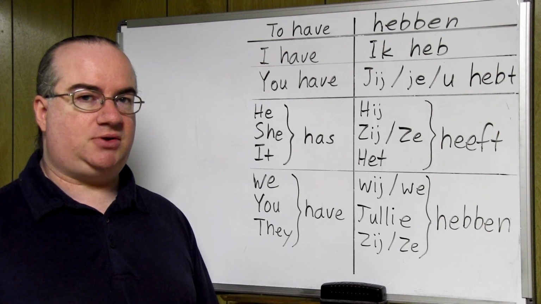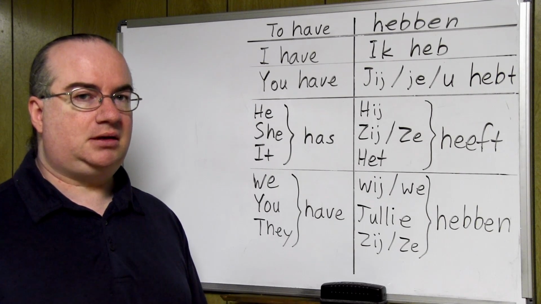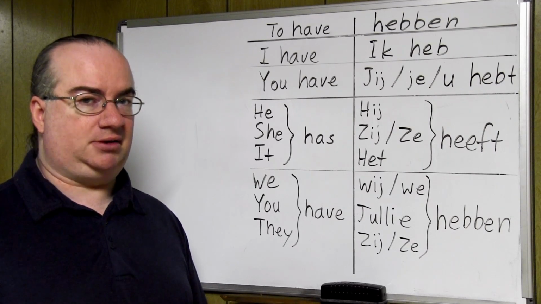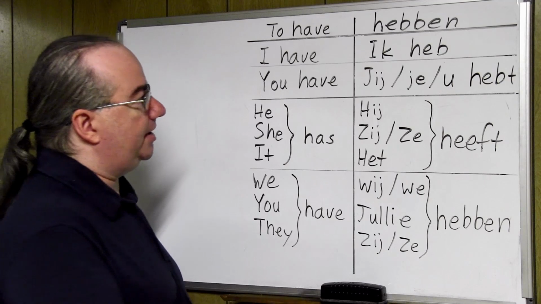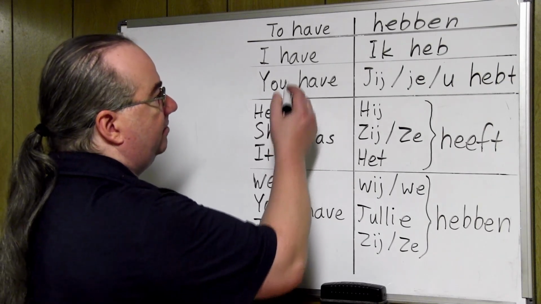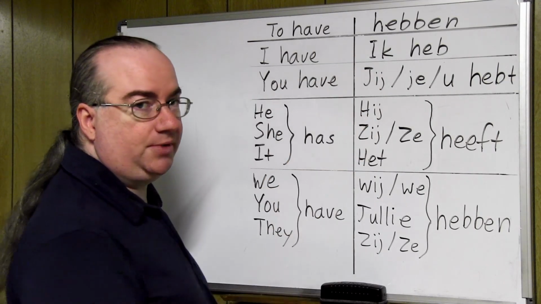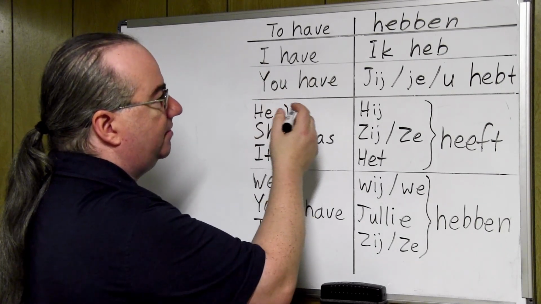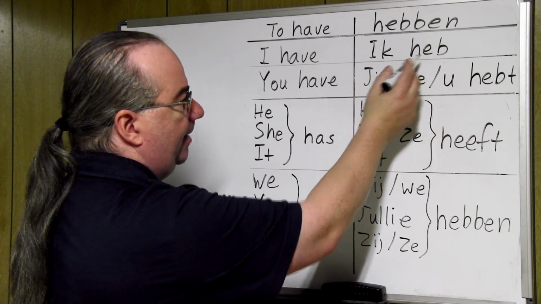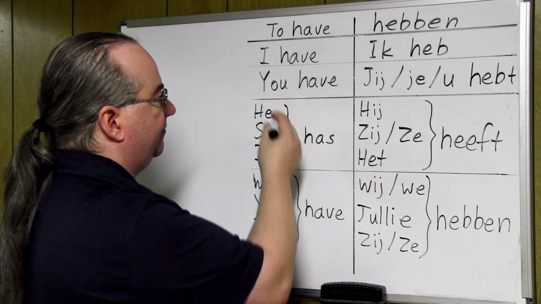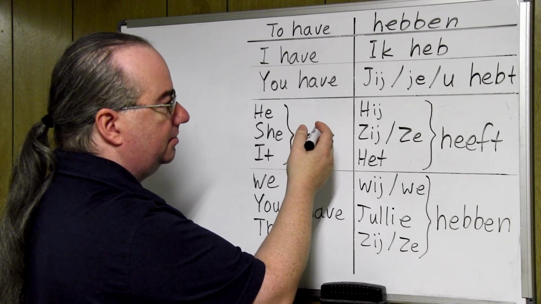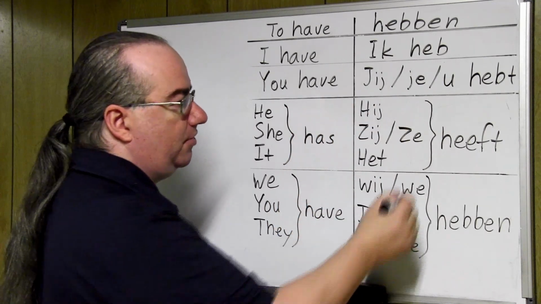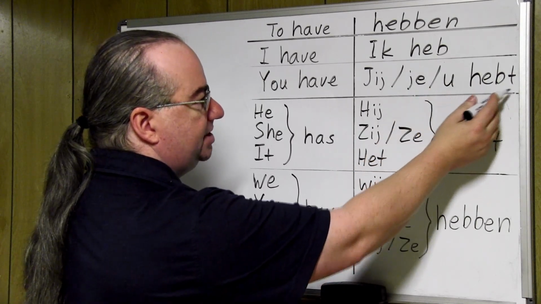Okay, so here we see to have conjugated in the present tense. I normally don't put a chart on the board quite like this, and it does look like a lot to look at. But don't worry, I'll explain it. First of all, to have is hebben. We talked about that in the last video. And if you want to say I have, you just say ik heb. And if you want to say you have, then you say jij or je, or if you want to use the formal form, you say u hebt.